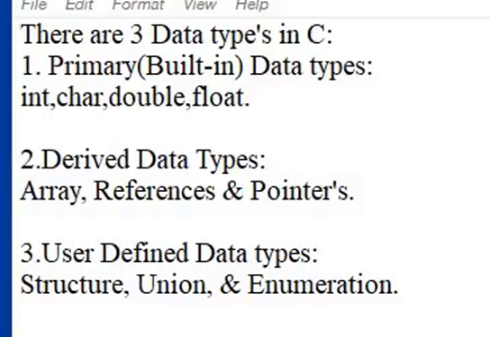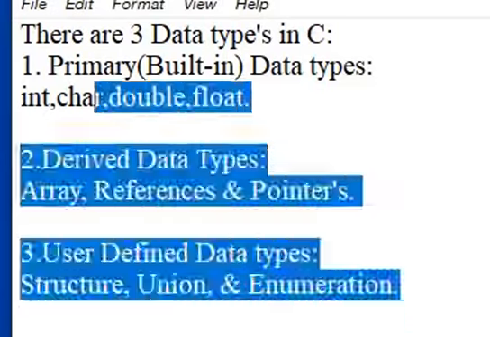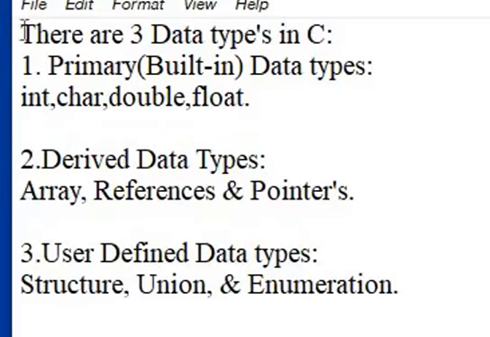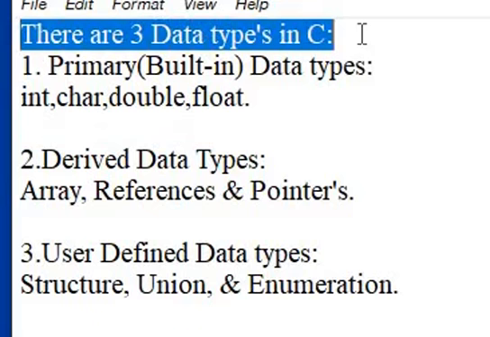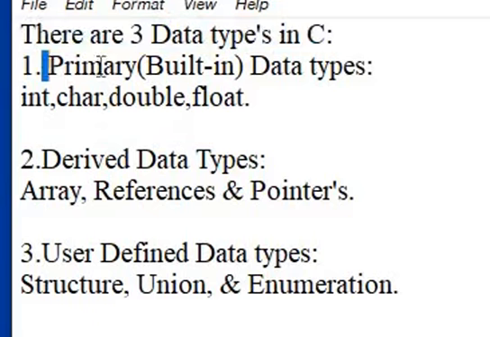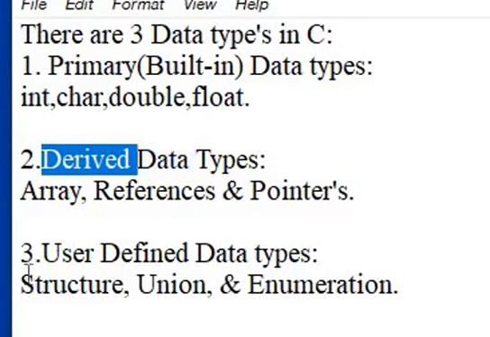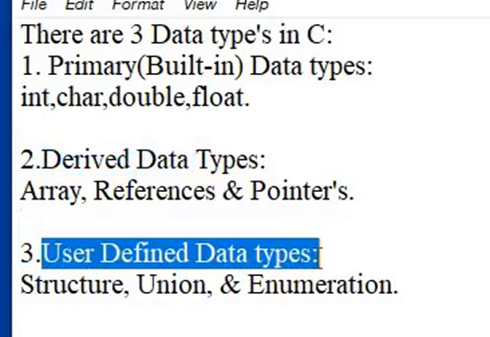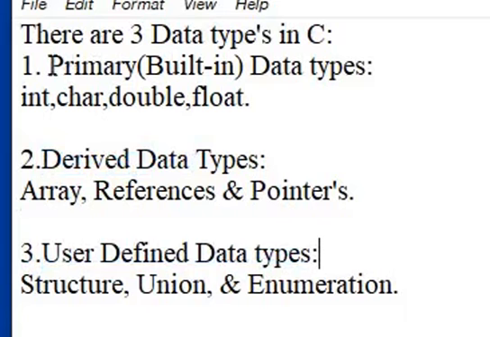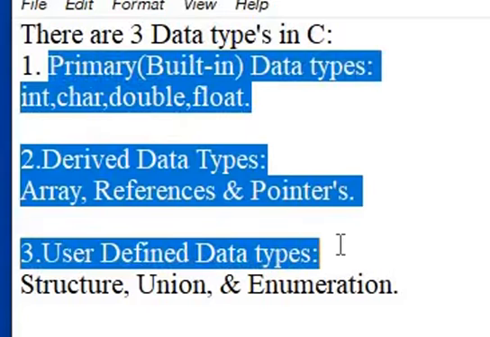Okay guys, so for double I will make another video to explain much more about double. Let's not try to make this video too long. I have something for you guys to remember. There are 3 types of data types in C. The first one is primary, second one is derived, third one is user defined data types. So these all 3 are data types.